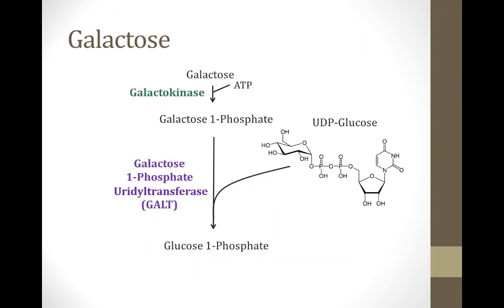On this slide, I've zoomed in on the metabolism of galactose. The first step is conversion of galactose to galactose 1-phosphate using the enzyme galactokinase. This enzyme uses ATP as a source of phosphate to create the molecule of galactose 1-phosphate.